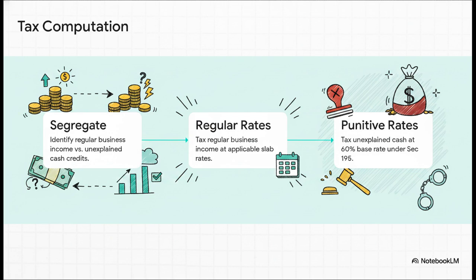Step 1, you have to segregate them. You literally cannot mix these two pots of money. Step 2, that 10 lakh of regular business income gets taxed normally, using the standard slab rates.